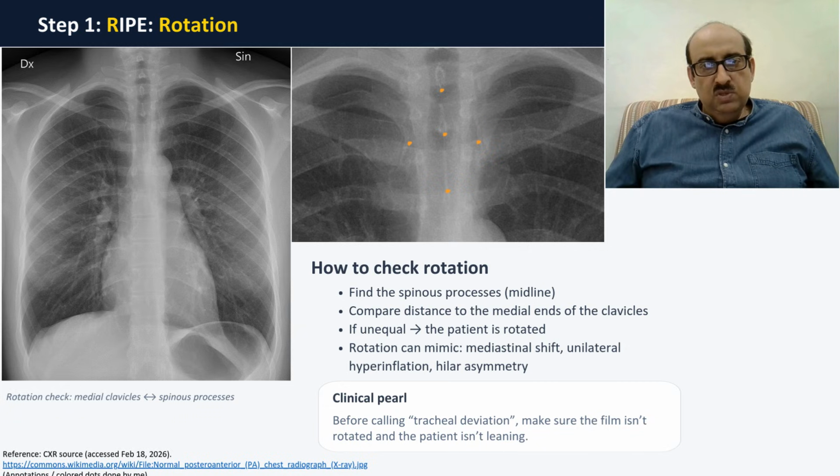If you see on both, on this magnified zoom view and the other one, it's totally equidistant. So if you compare, and if it's equidistant, it's not rotated. If it's unequal to one side, then you can say it's rotated. And rotation can also mimic mediastinal shift or hyperinflation on one side, or a higher asymmetry.